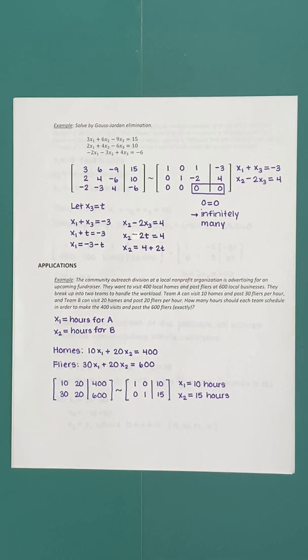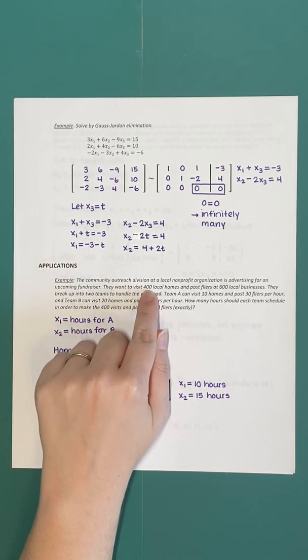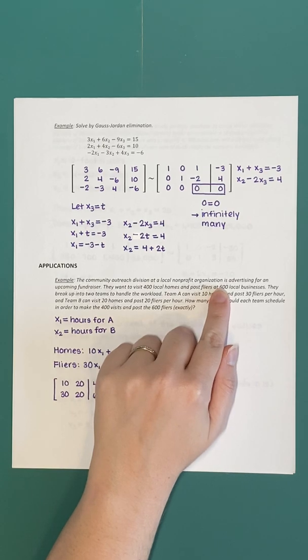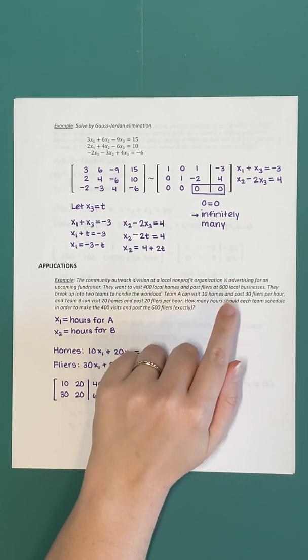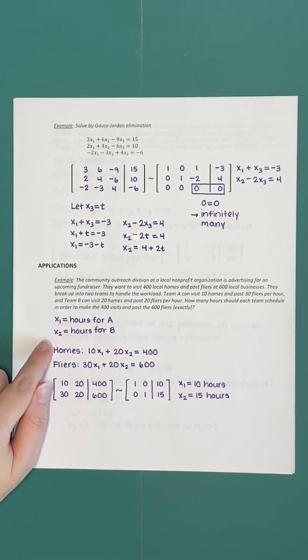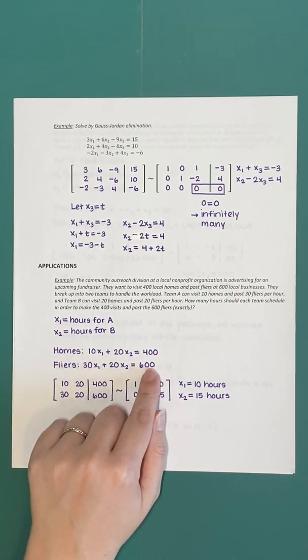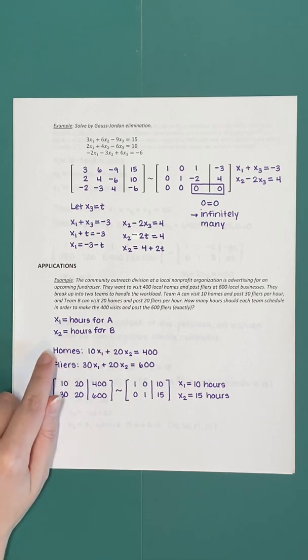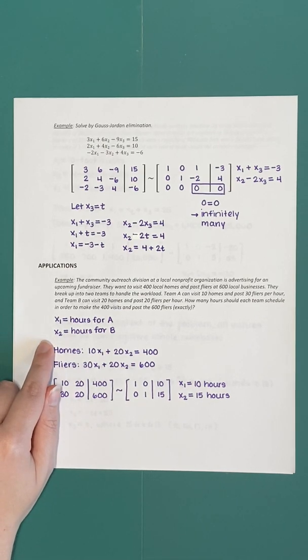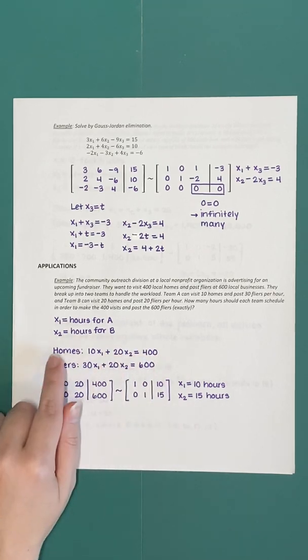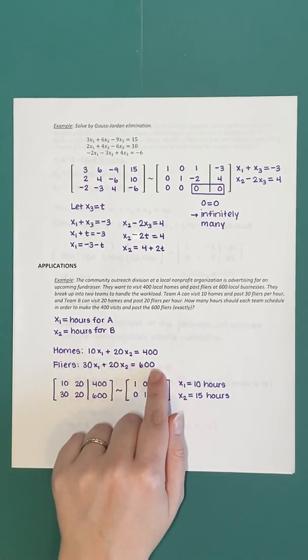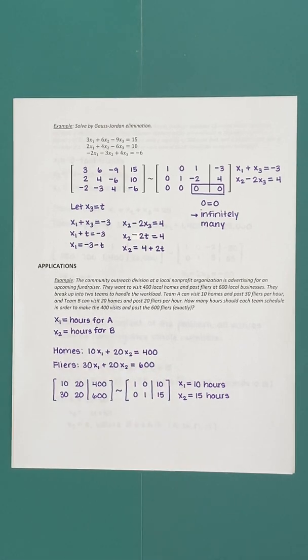Ultimately, you want to think of each of the equations as representing parts contributing towards a total. So the totals here are 400 houses and then 600 businesses being visited. When we write the equations, we want to have an equation representing homes that have a total of 400 visits and flyers where there's a total of 600 distributed. So we'll have information about each team's contribution to the total of 400 and each team's contribution to the total of 600.